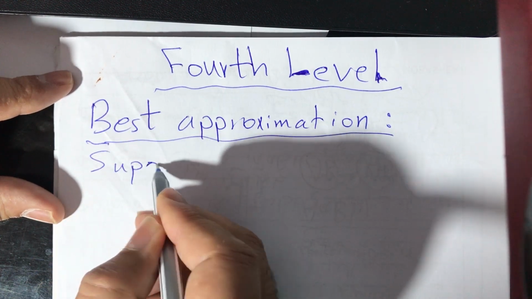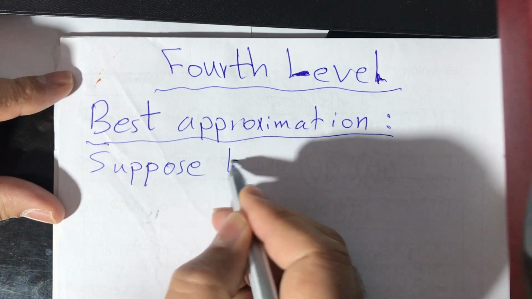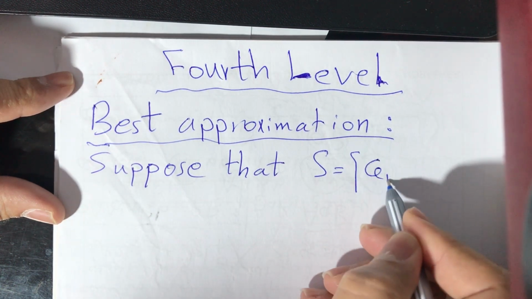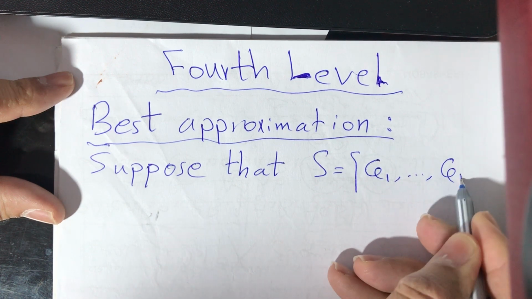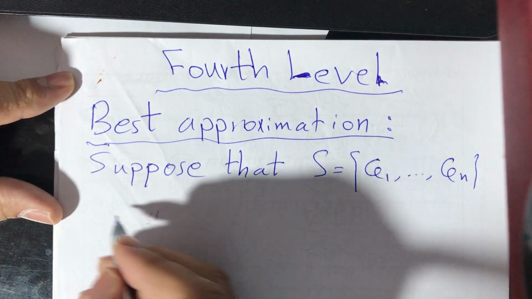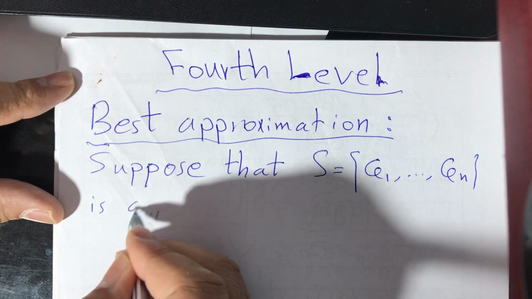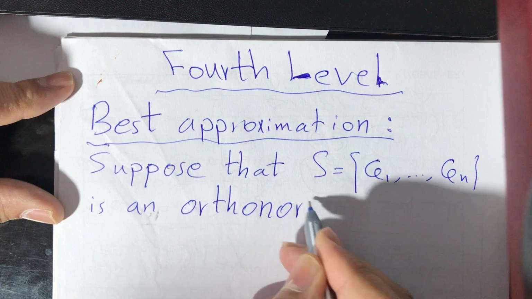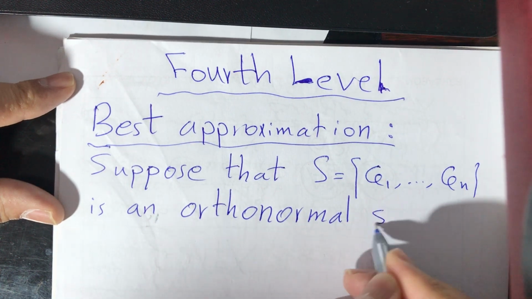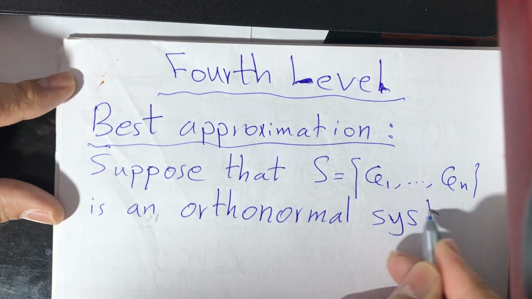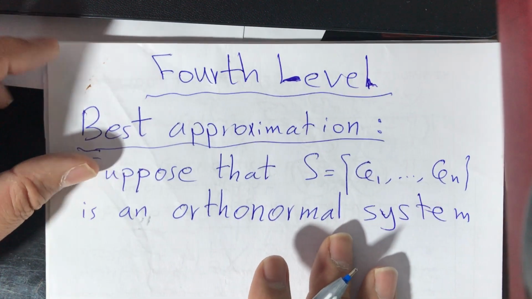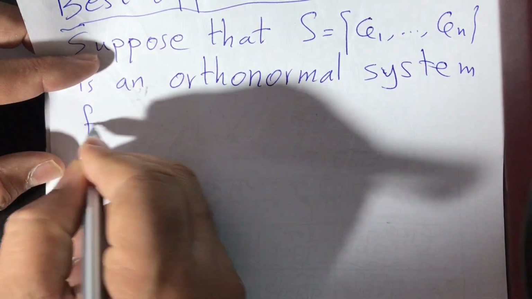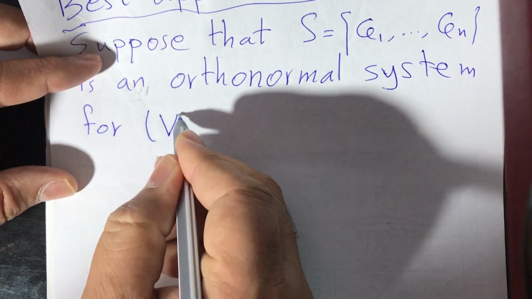Suppose that S is equal to phi 1 until phi n is an orthonormal set, an orthonormal system for V, another product with this.